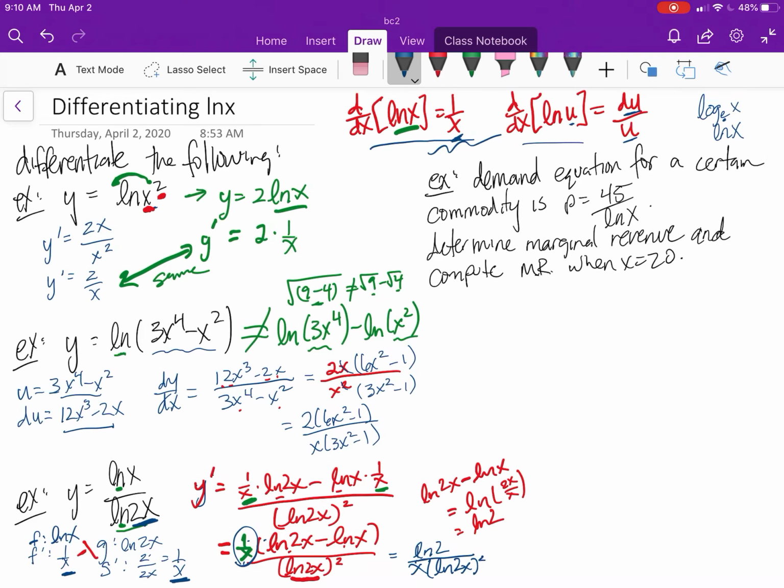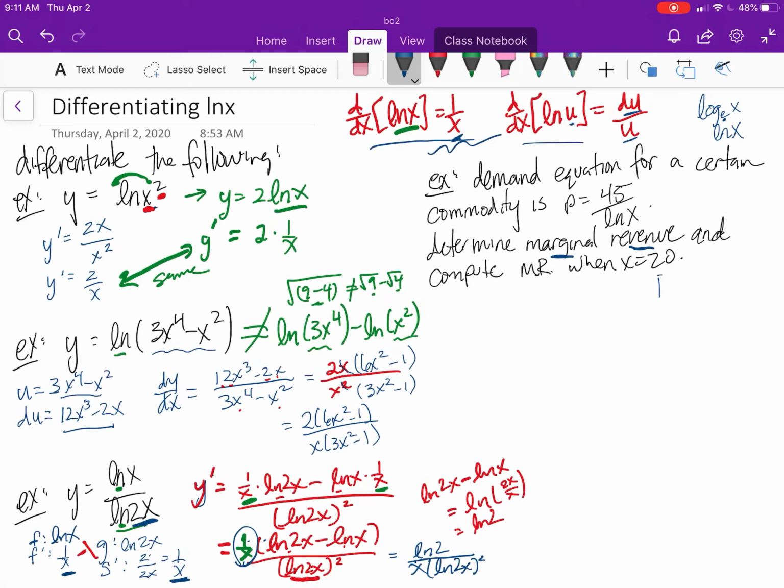Oftentimes, the derivative of these is really easy. It's the cleanup that gets to be a little tedious. Okay, last example. I wanted to end with at least an example of something we've looked at in the past. So this demand equation, the demand P, we often think of as price. Determine the marginal revenue. Remember, marginal means derivative.